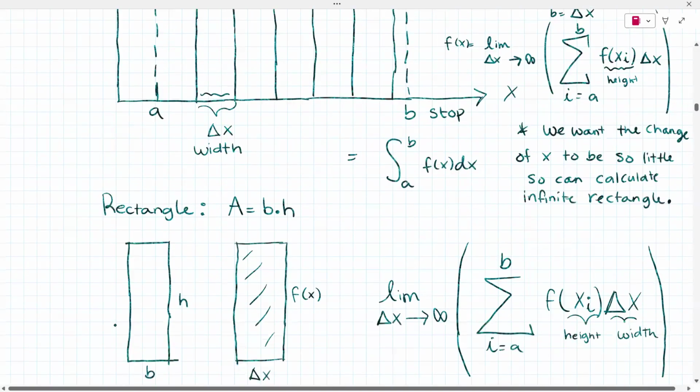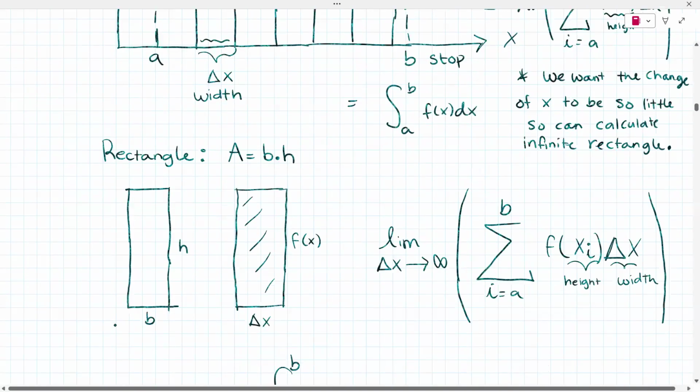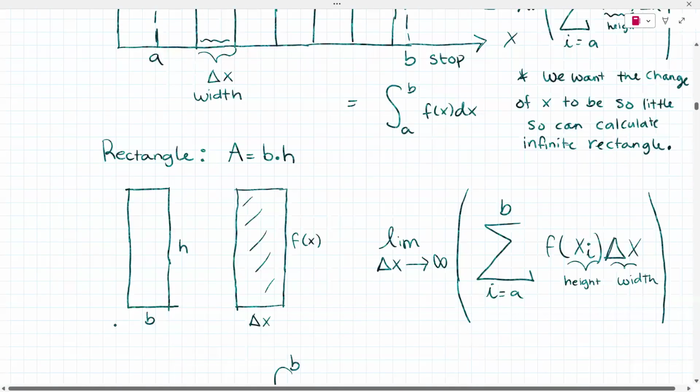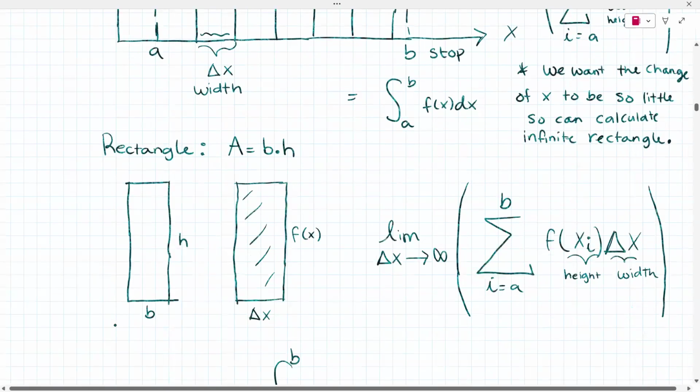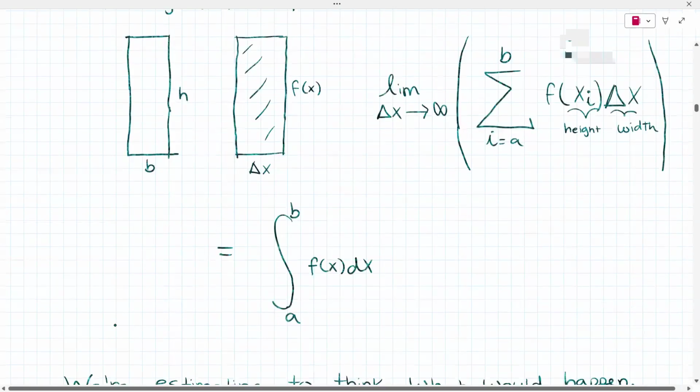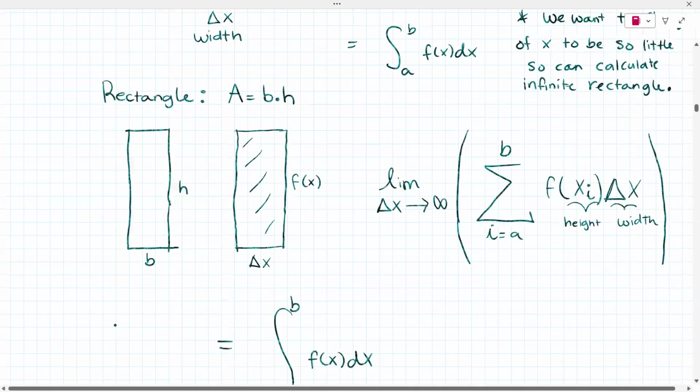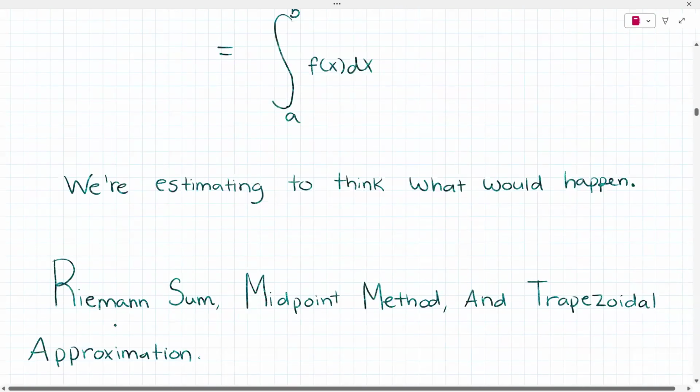Okay, so we have a rectangle, right? Your base is the b, the height is h. You can also say the base is the delta x and the height is f of x, right? And oh, I just rewrote it here again, which somehow converts to this. Okay, so we're basically estimating to think what would happen.